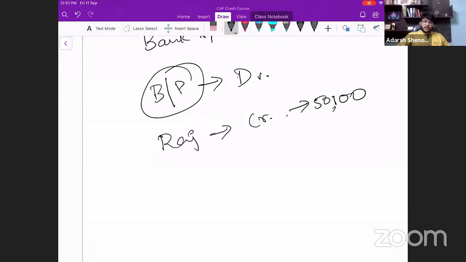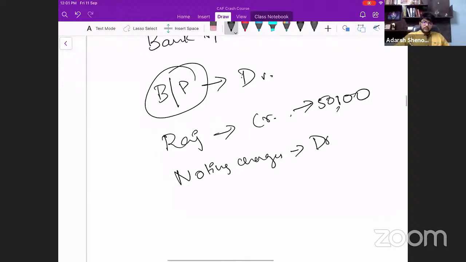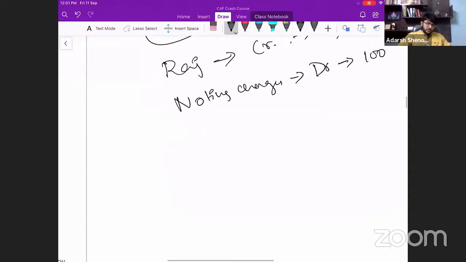Why 50,100? 50,000 is towards the face value of the bill. Another 100 rupees is towards what? Noting charges. Another 100 rupees is towards noting charges. Is that noting charges my expense? Yes, it is my expense. So should I book it as an expense? Yes, I should book it as an expense. So debit noting charges. How much should you debit noting charges? 100 rupees.